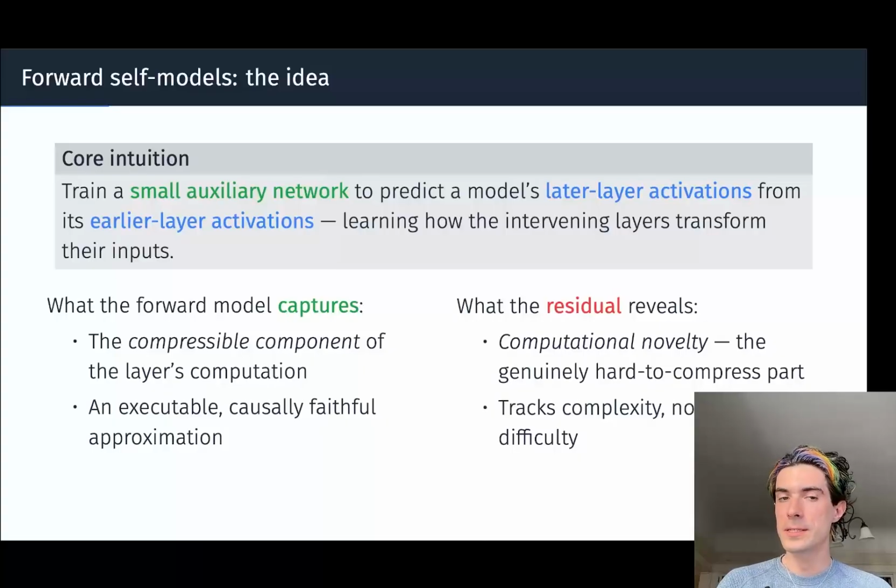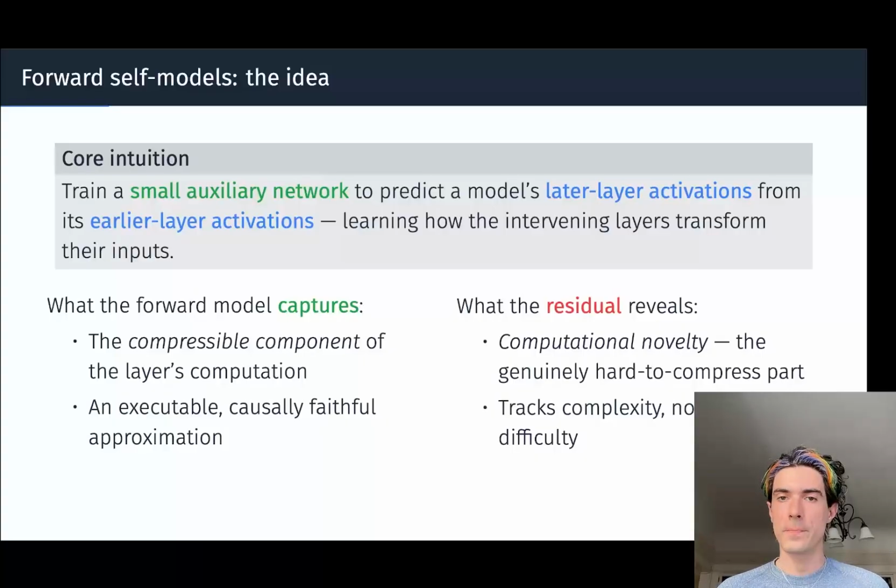I will show you that this captures the compressible component of the layers' computation. So specifically the things that the model deems most important for recovering the layer transformation of the intervening layers is what gets captured by this forward self-model. And it also has a really interesting property of being a causally faithful and executable approximation, insofar as you can do things like swapping out the main model layers for the forward model, or you can compare what the main model computes with what the forward model computes.